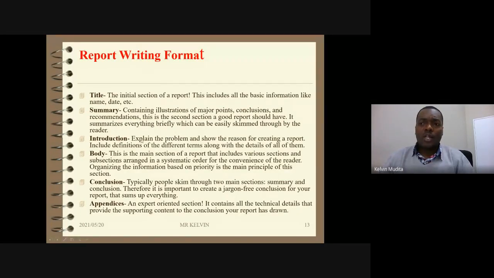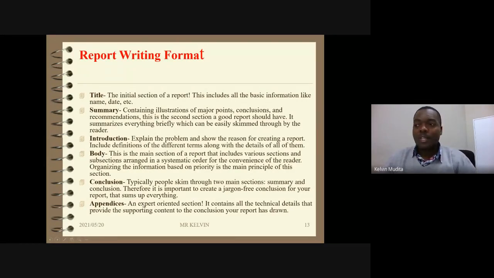Then, as usual, a report should have an introduction, a body, and a conclusion. Those are the basics of writing: introduction, body, and conclusion. Those concepts start from level 1 of learning, but we are going to be refreshing them as we go. Then appendices.